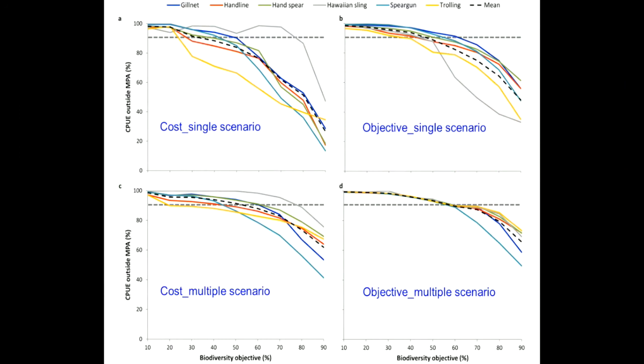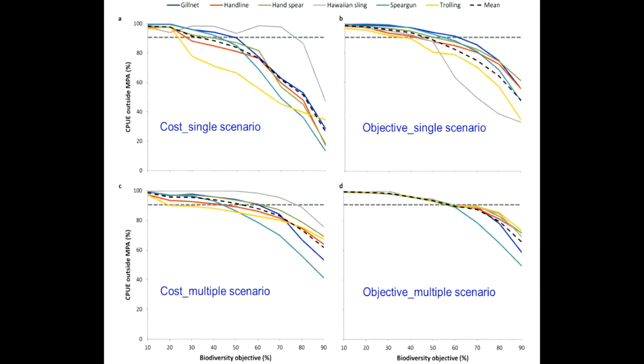And the horizontal grey line represents the 90% livelihood objective. So what I want to point out to you here is that these trade-off curves are concave. So this indicates that low to mid-range biodiversity objectives can be achieved with relatively little loss to CPUE. But importantly, the severity of those trade-off curves actually differs between the scenarios.